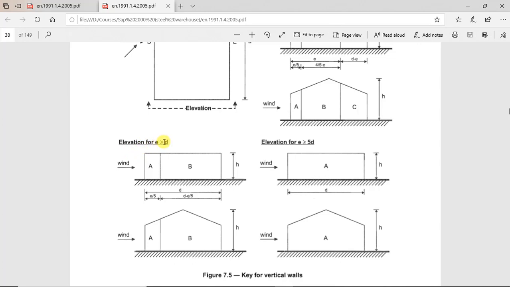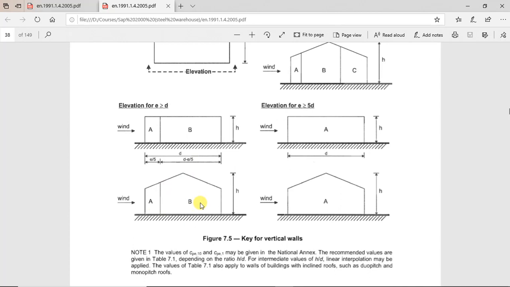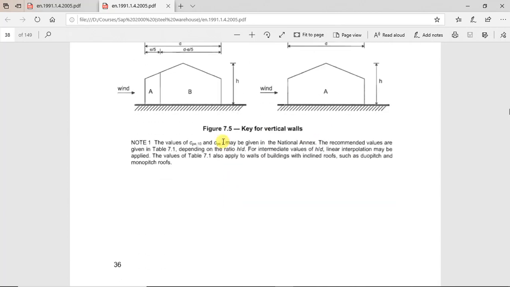Elevation for E is greater than D: A and B. D, E divided by 5, D minus E divided by 5. So A and B. And if the elevation for E is greater than 5D, only A, and only A here. The values of CPE10 and CPE1 may be given in the national annex.